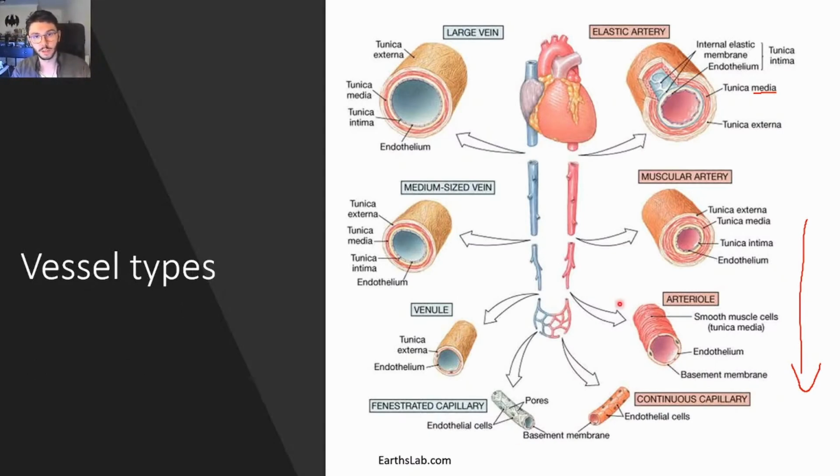So the arteriole is quite simple. It doesn't have a tunica externa. It's comprised of the tunica media, and it's usually 1 or 2 cells thick. So these are your arterioles, and these are the ones which constrict. So you have vasoconstriction and vasodilation, which changes the diameter.